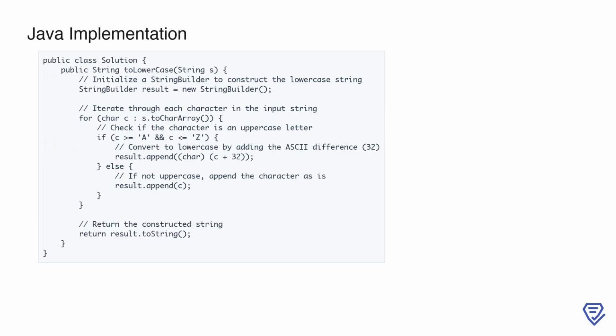Here is the Java implementation for LeetCode problem number 709, To Lower Case. This solution mirrors the logic of the provided Python implementation. It uses a StringBuilder to construct the result string and iterates through the input string character by character. If a character is an uppercase letter, it is converted to lowercase by adding the ASCII offset of 32, otherwise, it is appended as is. The StringBuilder is used for efficient string manipulation, which is a common practice in Java. This implementation adheres to Java's syntax and conventions while maintaining the same functionality as the Python version.